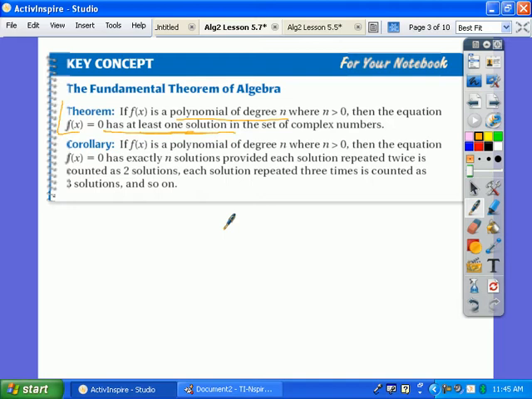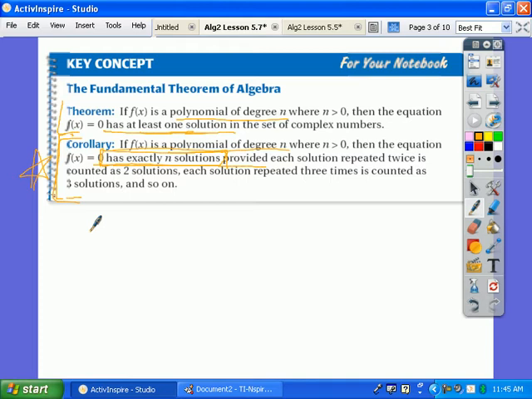So we jump to the corollary, and this corollary is what I've been emphasizing actually since we began the chapter, and it is this. If we have a polynomial, and this is really the thing you need to write. I wouldn't worry about the theorem. It is the corollary that matters. If we have a polynomial of degree n, then the equation has exactly n solutions. This is it. The equation has exactly n solutions.